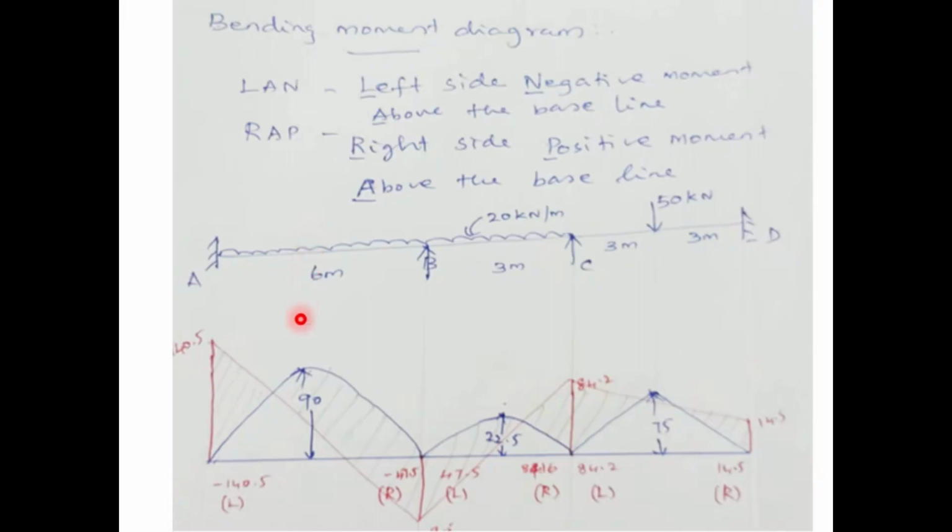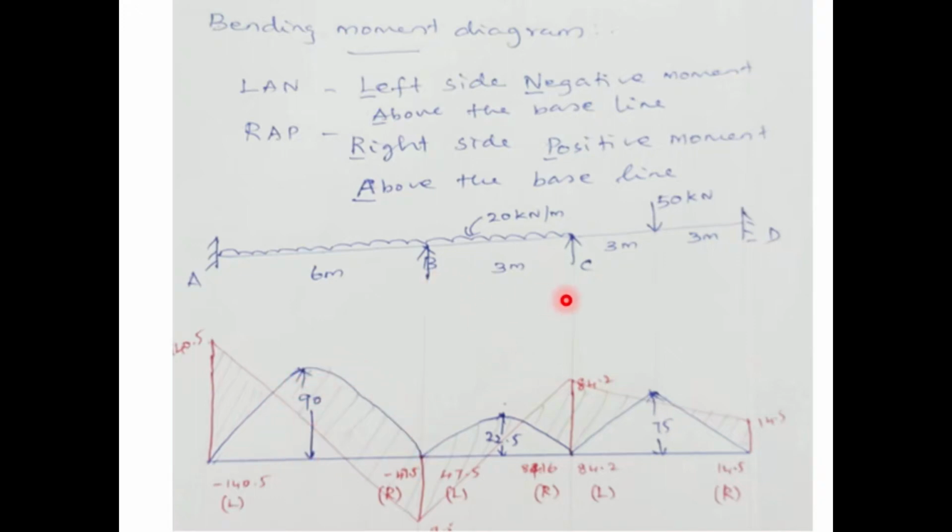So you have to mark the maximum bending moment value, that is WL square by 8. W is 20, L is 6 meter. So WL square by 8 will get 90 kilonewton meter, right? You draw the maximum bending moment diagram. In case of UDL, what is the shape of the bending moment diagram? This is a curved line, right? So it is maximum at the center point.